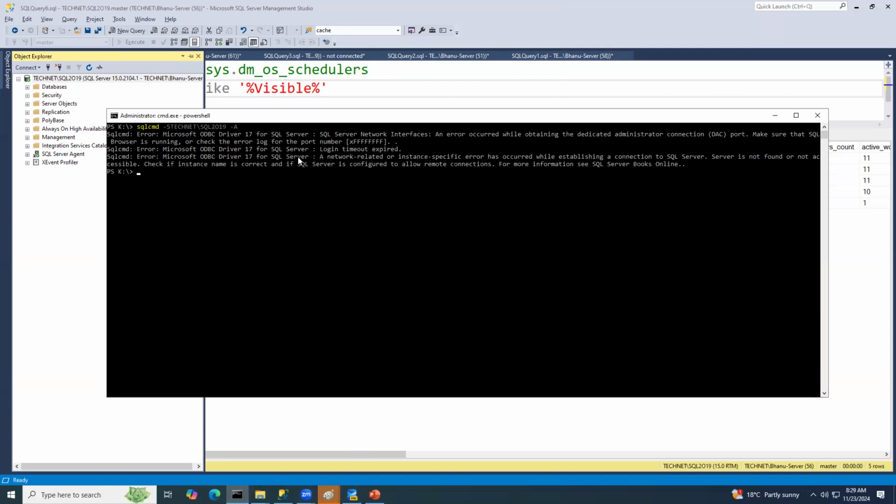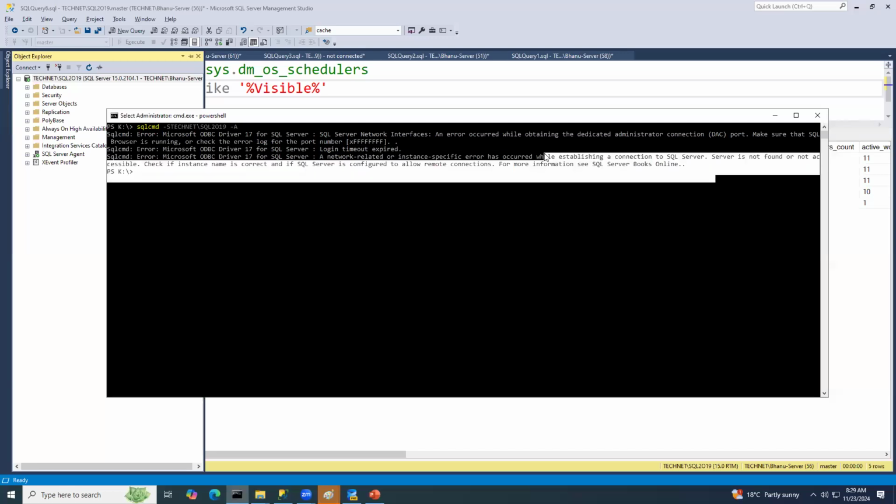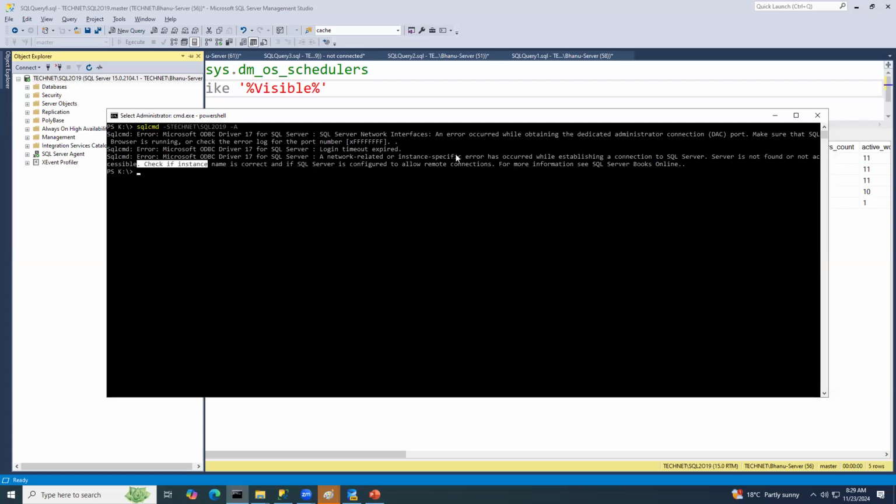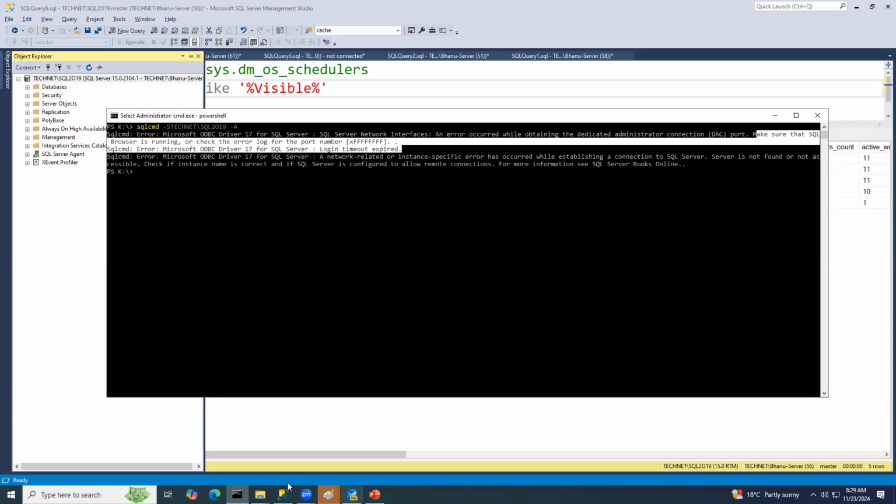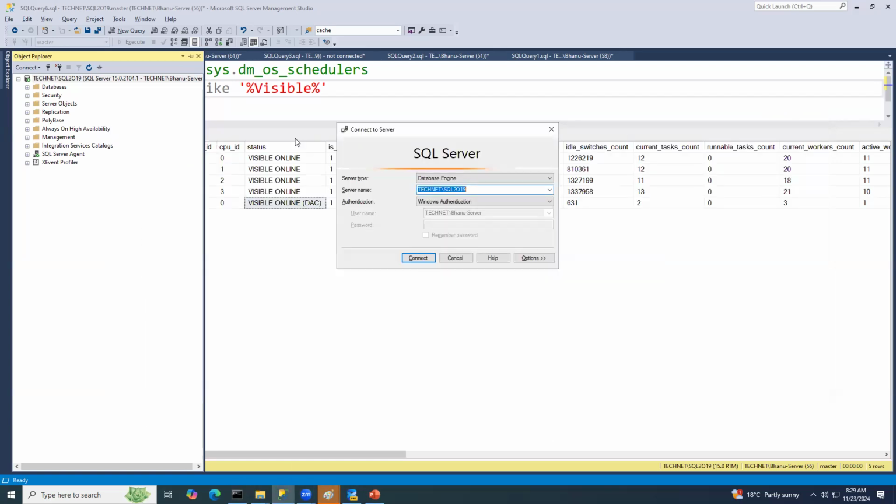Okay. So SQL Browser, and check the error: login timeout, network related, not found. Okay, I'll see. I think there is some issue with the browser. Why is the browser required? I don't think it's required.